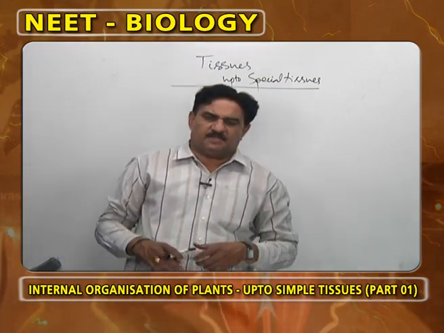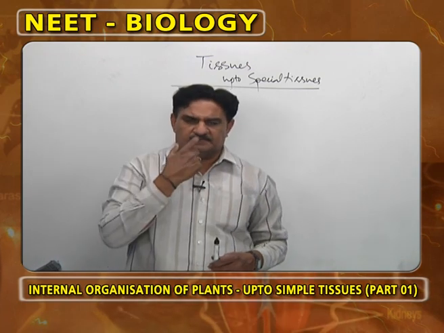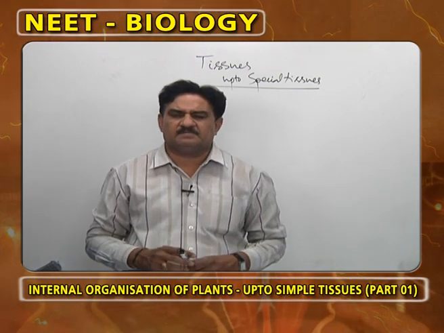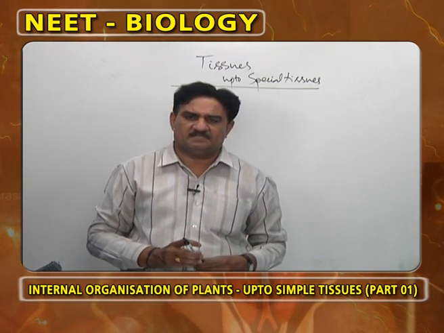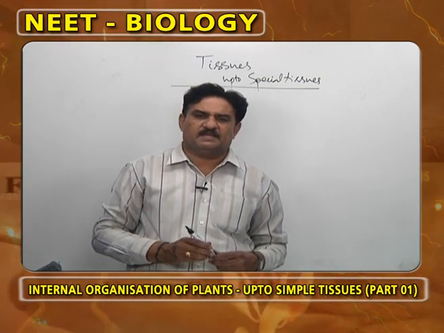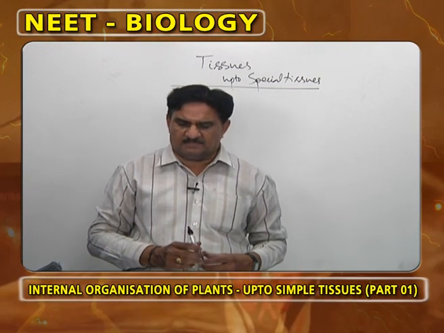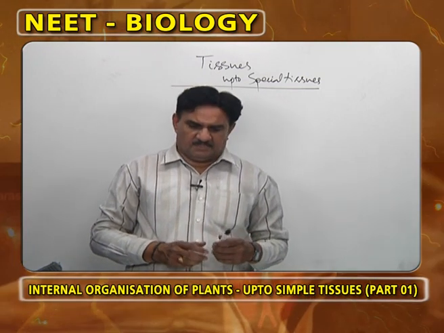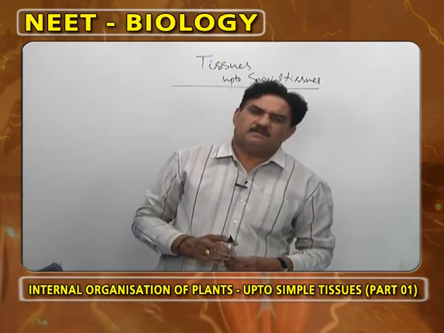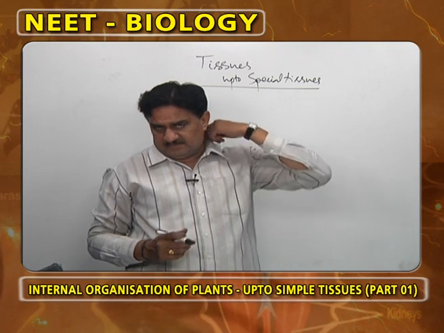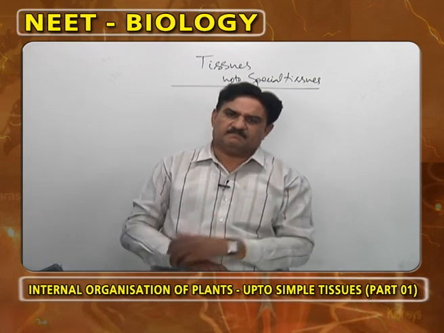Apical meristems help in the apical growth of the plant. Intercalary meristems help in the linear growth of stem and leaves. Lateral meristems like vascular cambium and cork cambium help in increasing the volume of circular plant parts like root and stem. Then comes permanent tissues. These are formed from meristematic tissues but have lost the capacity of division.